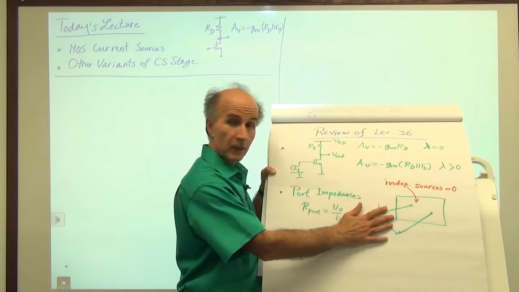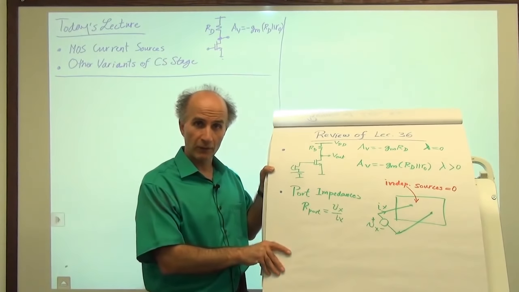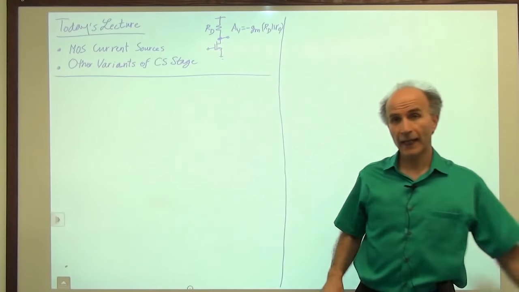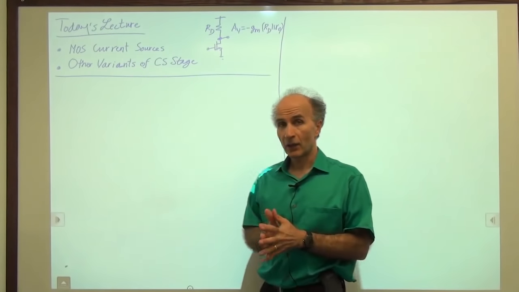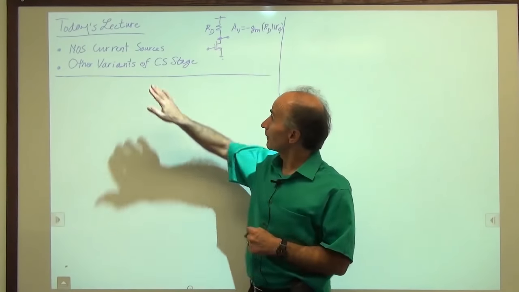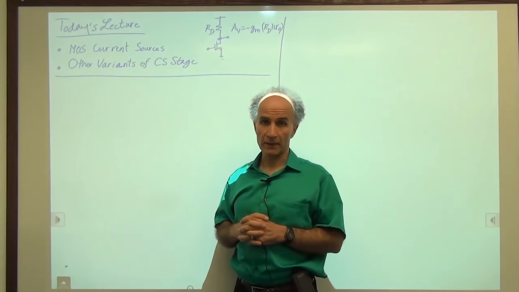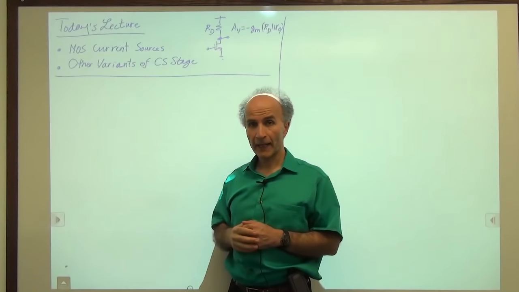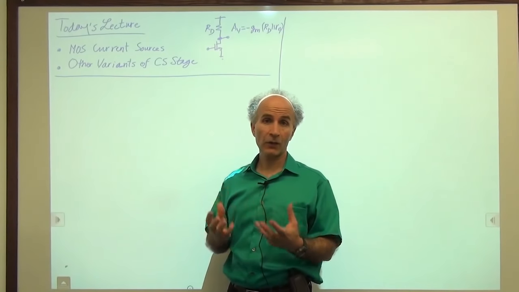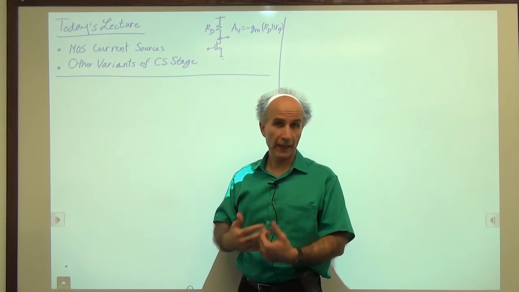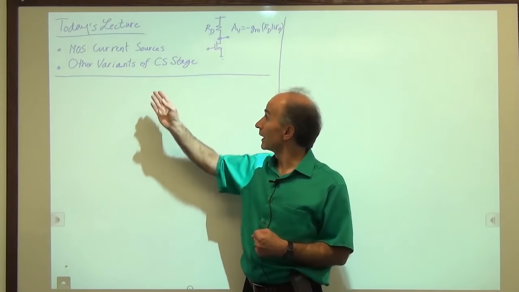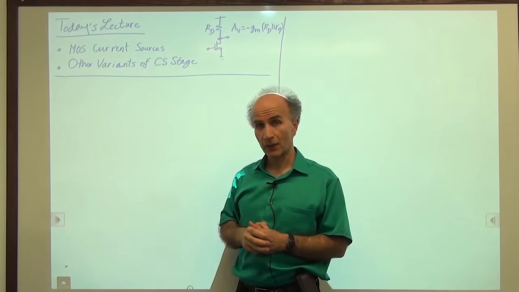So today we will exploit this concept to arrive at a bunch of interesting results. All right, so before looking at the other variants of the common source stage, we will spend a little bit of time on building some current sources out of MOS devices. We have seen this briefly in the past, but this time we will formalize it so that we can understand how a current source is formed and then use that in circuit design. As we will see, we can use that current source in some of these common source stages.